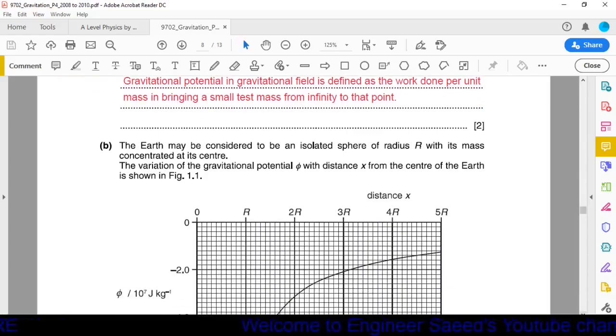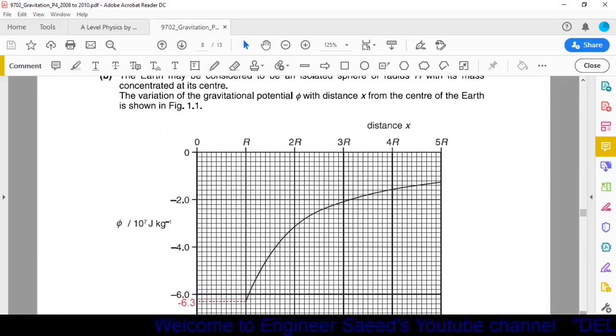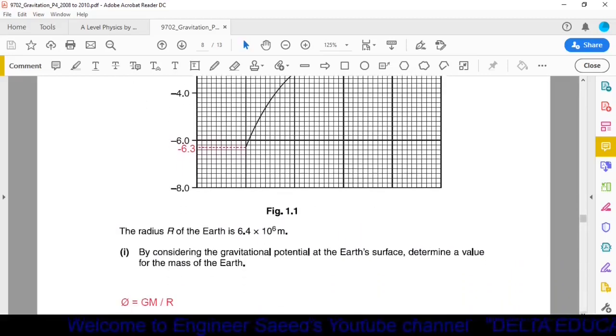Next part B. The Earth may be considered to be an isolated sphere of radius r with its mass concentrated at its center. The variation of the gravitational potential phi with the distance x from the center of the Earth is shown in the figure 1.1. Okay, it is figure 1.1. It is radius or distance, and on the y-axis it is gravitational potential with negative sign. The radius r of the Earth is 6.4 into 10 power 6 meter. By considering the gravitational potential at the Earth's surface, determine a value for the mass of the Earth.